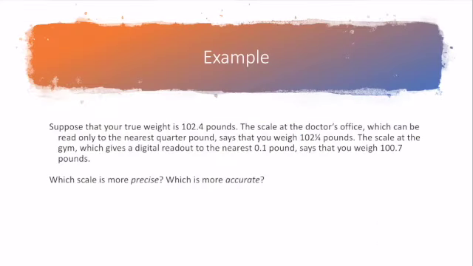Let's suppose your true weight is 102.4 pounds. The scale at the doctor's office, which we read only to the nearest quarter pound, says you weigh 102.25 pounds. The scale at the gym, which gives you a digital readout to the nearest 0.1 pound, says that you weigh 100.7 pounds. Which scale is more precise and which is more accurate? Well, the more precise one is the one that can read out to the nearest tenth of a pound as opposed to the quarter, right? That's smaller. So that's going to be the one at the gym. However, the one at the doctor's office is a lot closer to your real weight. So the one at the doctor's office is more accurate.